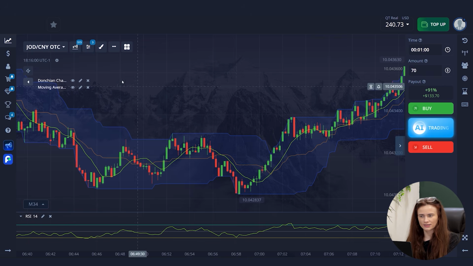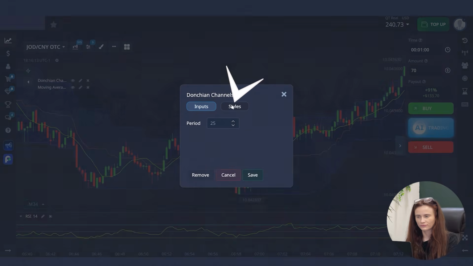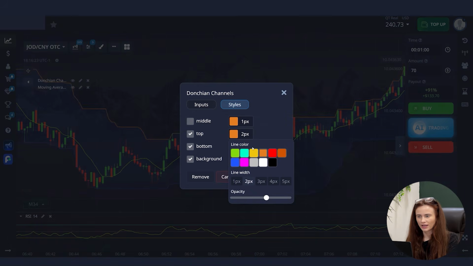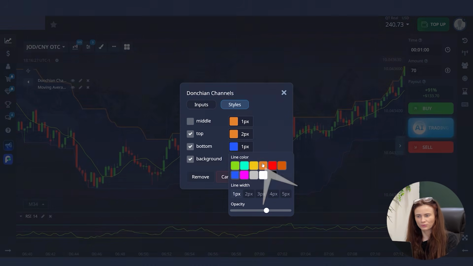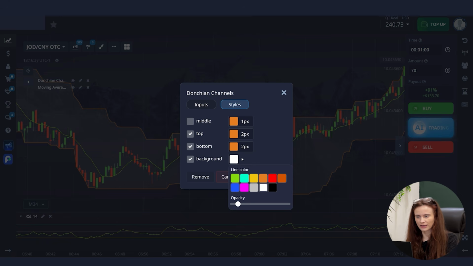And let's adjust the settings of the indicators, and we will begin with Don't Trade Channels. The period of the indicator I increased to 25. This will allow us to expand the area of the indicator. In the style settings, I will turn off the middle line, it's not needed here. The top and bottom lines will be orange and I'll increase their thickness. The background color of the indicator will be white.